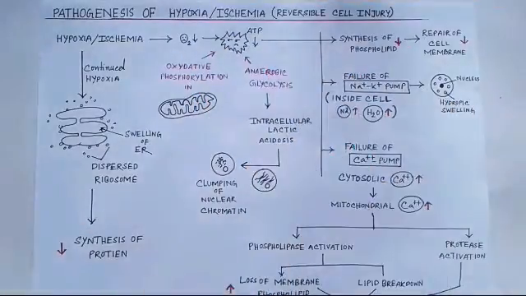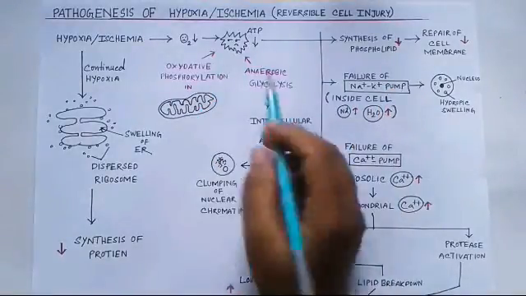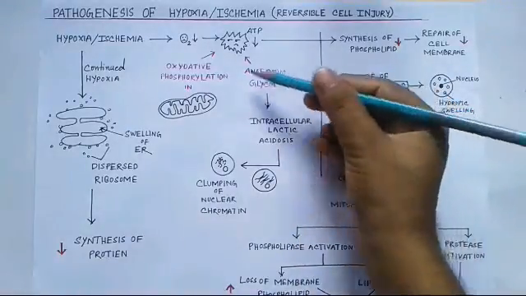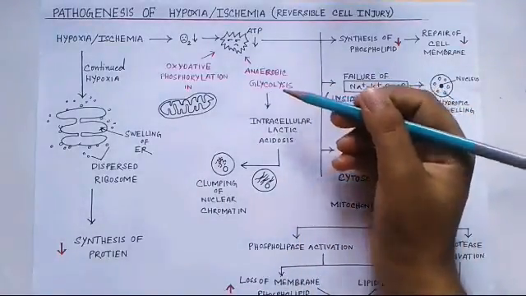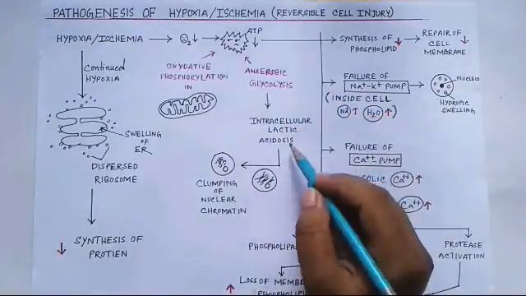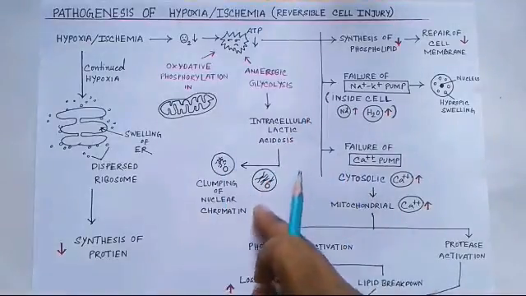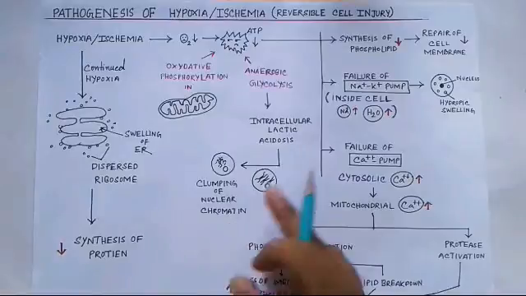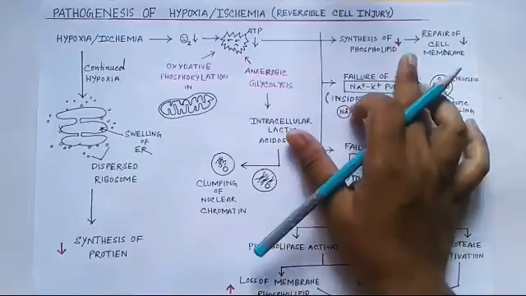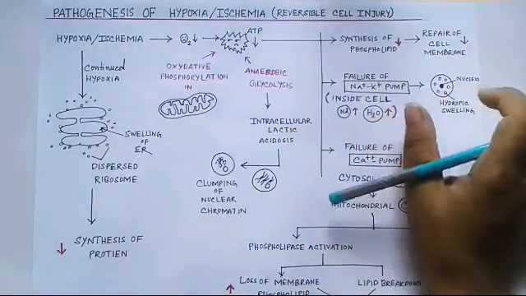Now, our body can produce ATP in two ways. One is oxidative phosphorylation in mitochondria and the other is anaerobic glycolysis. Due to hypoxia, anaerobic glycolysis increases. As a result, the amount of lactic acid also increases. So intracellular lactic acidosis occurs, which creates clumping of nuclear chromatin. Now, due to this decreased amount of ATP, synthesis of phospholipids decreases. So the repairing of the cell membrane also decreases.